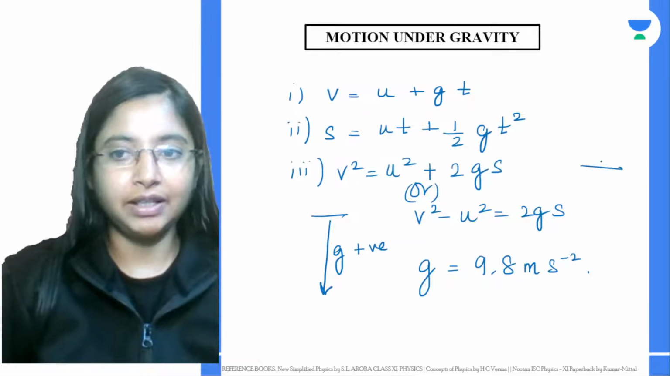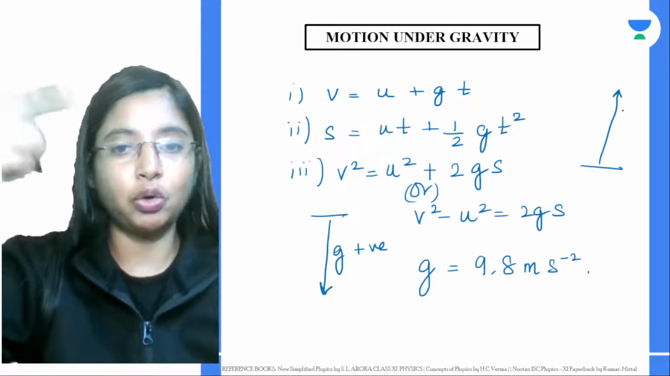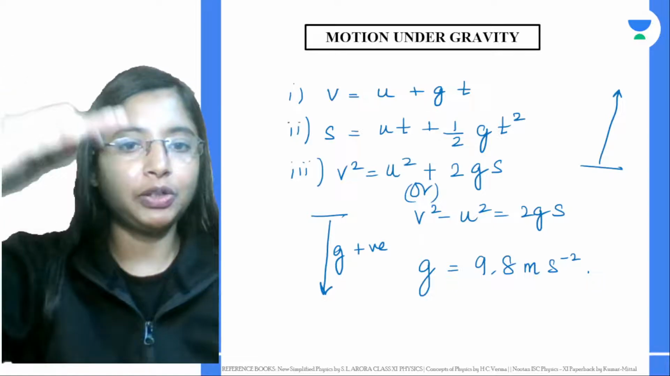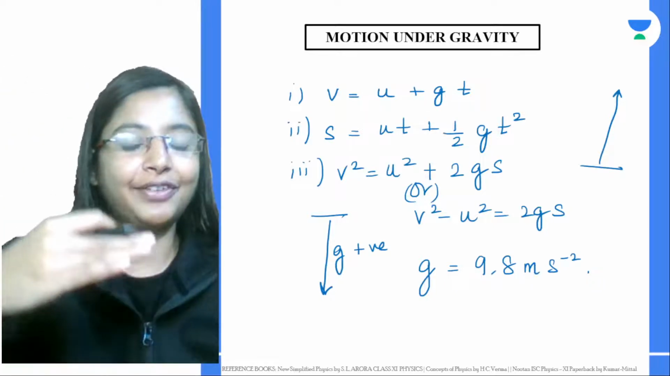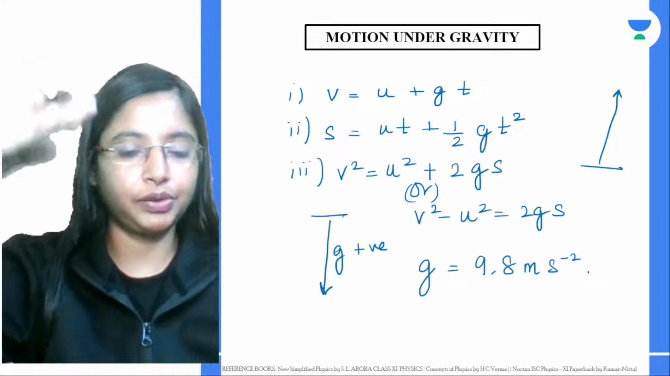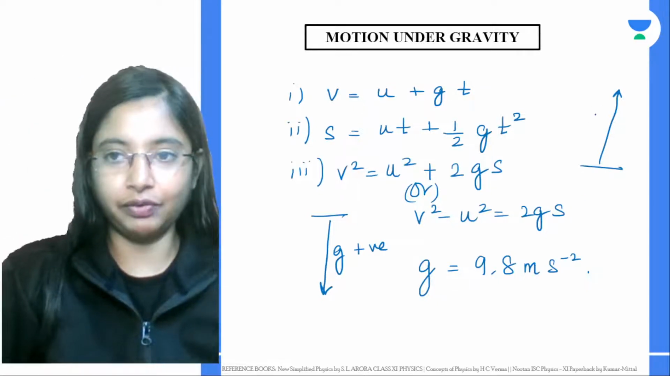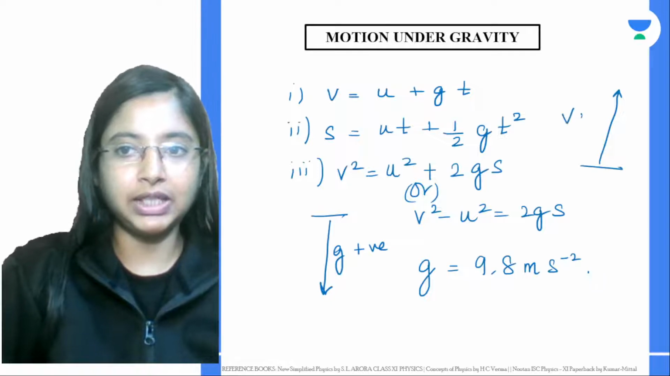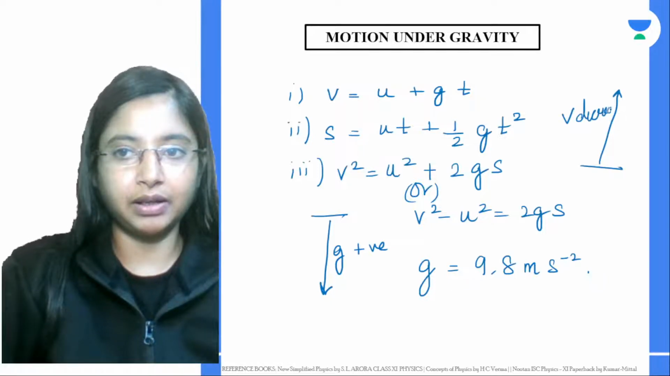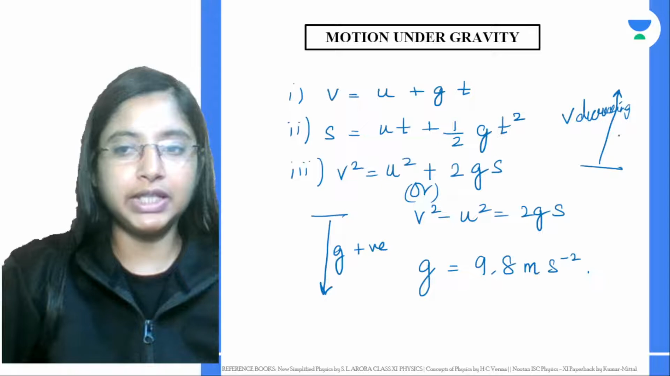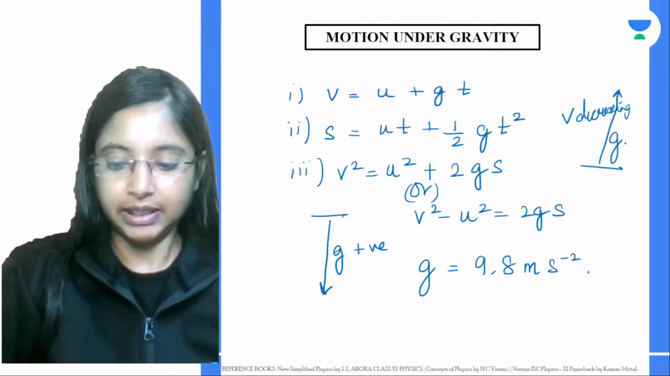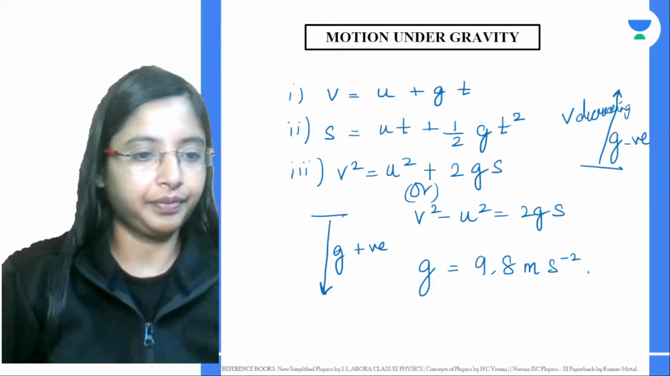But in case you're throwing a ball up, when an object is going up, what happens? It covers a particular distance, but because of gravity, its velocity will keep decreasing. It reaches a particular height, it comes back, right? So when you're throwing it up, velocity is decreasing, which means g in this case is taken as a negative value.